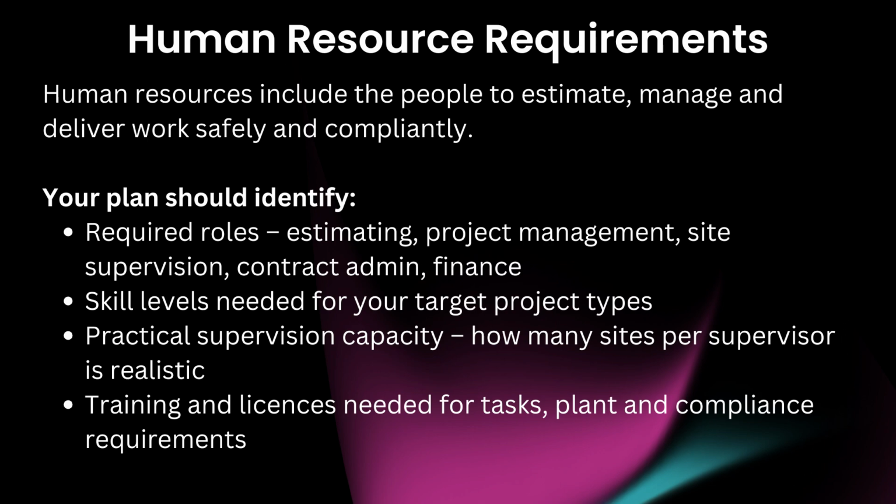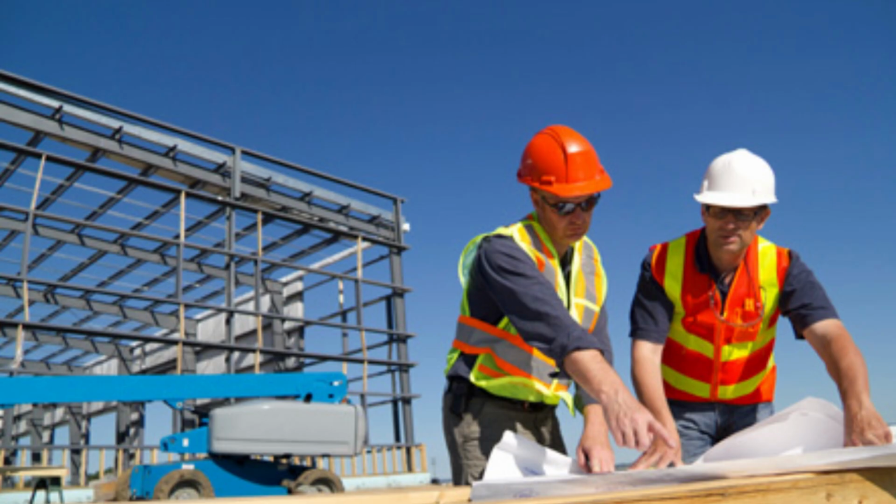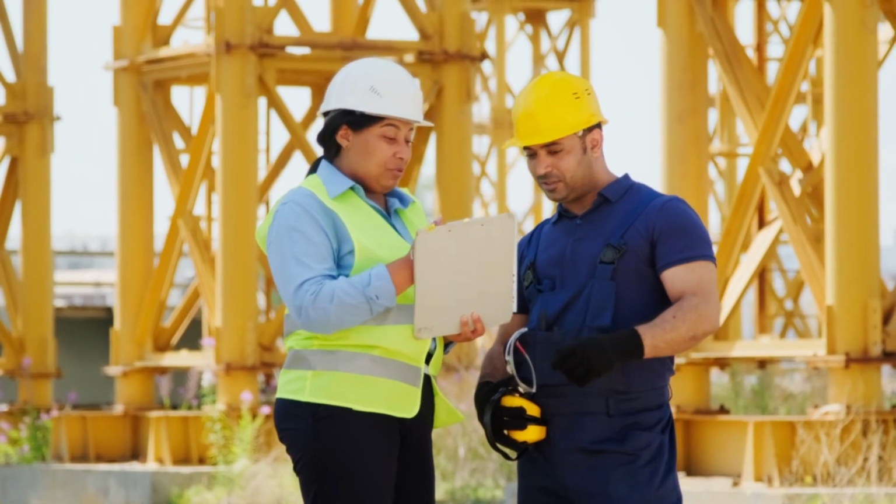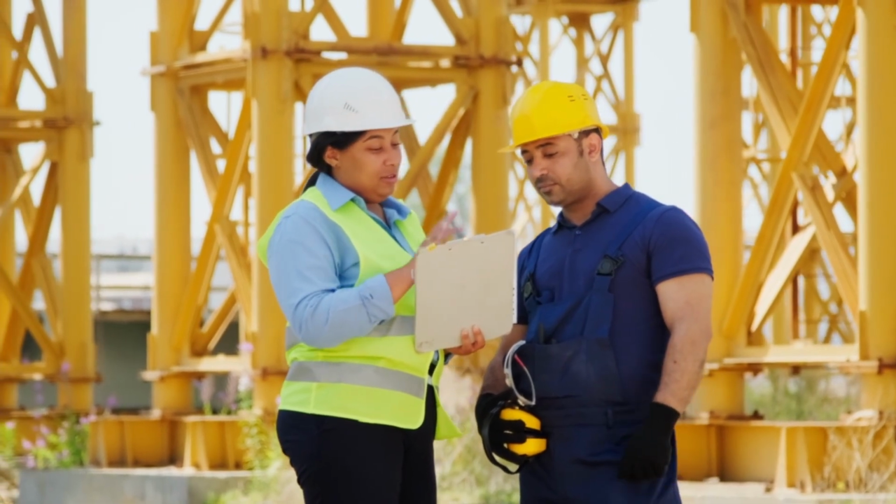Human resource requirements. Human resources include the people to estimate, manage and deliver work safely and compliantly. Your plan should identify required roles, estimating, project management, site supervision, contract admin, finance, skill levels needed for your target project types, practical supervision capacity, how many sites per supervisor is realistic, training and licenses needed for tasks, plant and compliance requirements, whether roles are employees, subcontractors or specialist consultants.